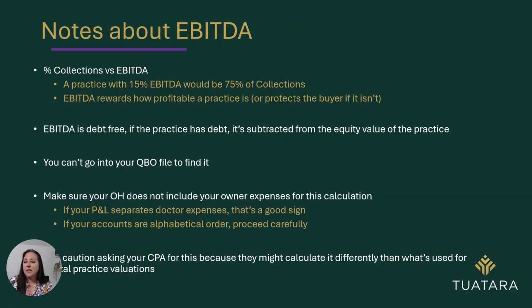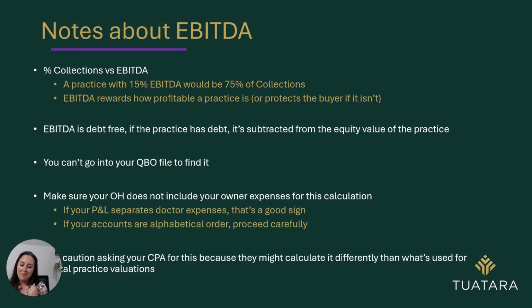Okay, so some notes on EBITDA. Percentage of collections versus EBITDA I just mentioned before. So 15% EBITDA equates to 75% collections. EBITDA is superior to collections in that it rewards how profitable a practice is for the seller doc, or it protects the buyer doc if it's not profitable. So really important that we use EBITDA here so that we are accounting for how profitable the practice is.